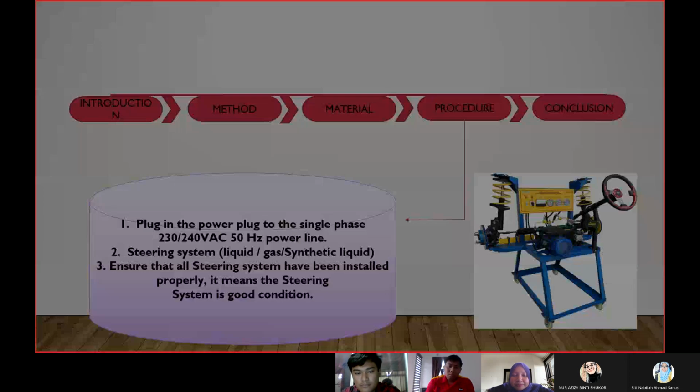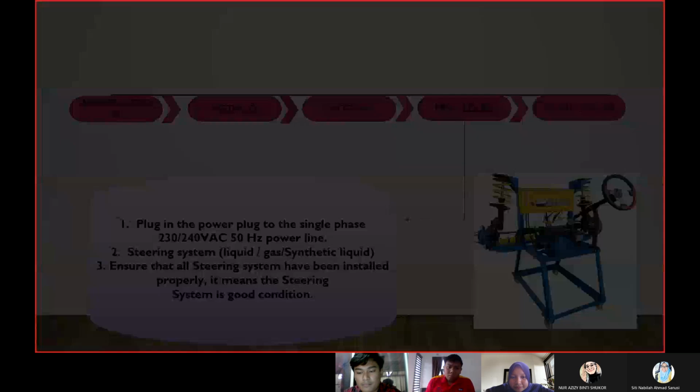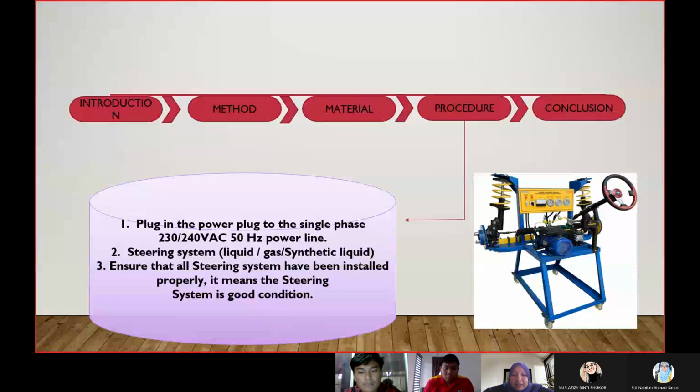Okay, so for the procedure part, these are the three general steps for the experiment. The first one is plug in the power plug to the single phase of 240 volt with 50 hertz power line. The second one is ensuring the steering system, whether it is liquid, gas or synthetic liquid that we want to investigate in the experiment. And the third one is ensure that all the steering system has been installed properly. It means the steering system is in a good condition. Next slide.